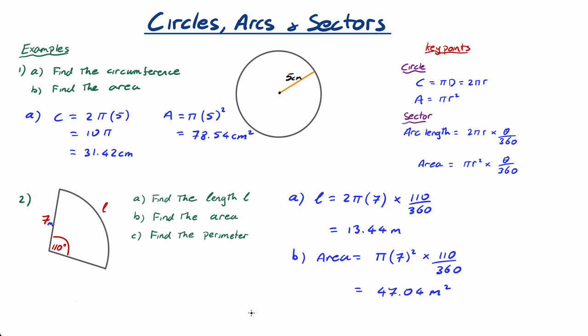Finally, part C, this is a question you sometimes get asked, guys, is find the perimeter of this shape. So the perimeter, you just have to be a bit careful. The perimeter, let's call it P, is 13.44, the length, plus 7, plus another 7, because the perimeter, guys, is the length of the outside of the shape. So it's 13.44 plus 7 plus 7, which is 27.44, and that would just be in meters. Okay, that's it, guys. There's not much more to it.